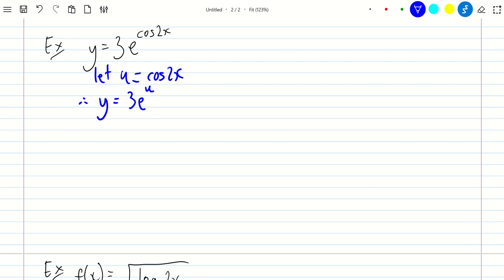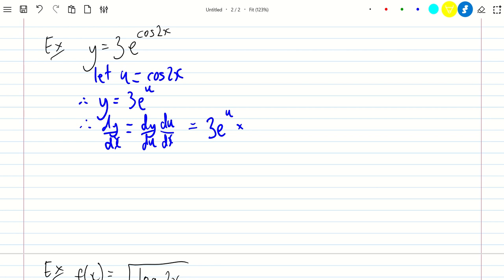Therefore, dy/dx is equal to dy/du times du/dx. The connecting chain, du, is the thing that brings it all together. And so what's dy/du? Well, that's the derivative of 3e to the power u, which is 3e to the power u. Nothing changes. So that's the derivative of y with respect to u. And then I need to times that by du/dx.